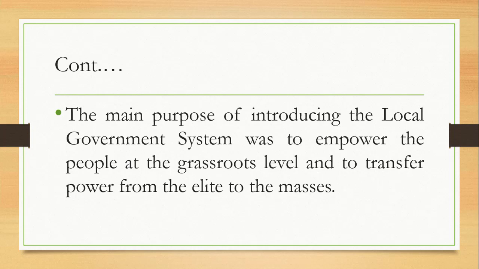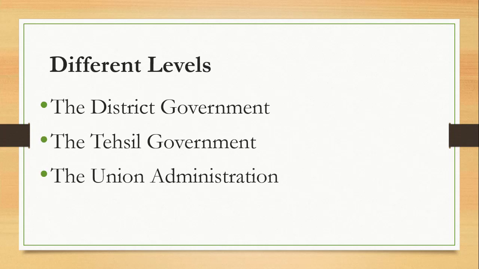So the new local government plan was an effort on the part of the military government to lay the foundation of an authentic and enduring democracy. The new system provided a three-tier local government structure. The first is the district government, the second is the Tahsil government, and the third is the union administration. So let me discuss them one by one.